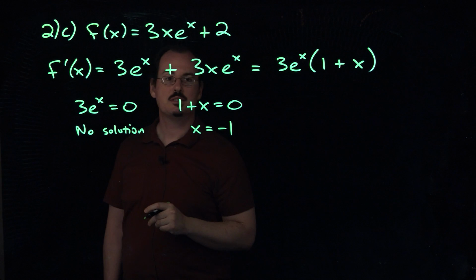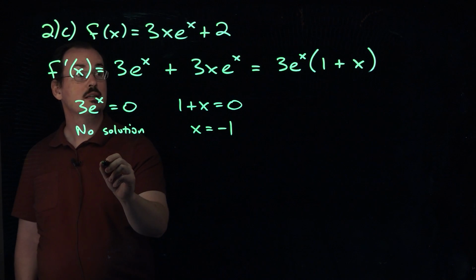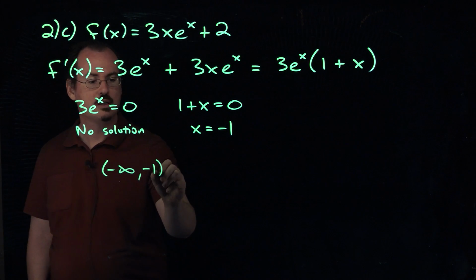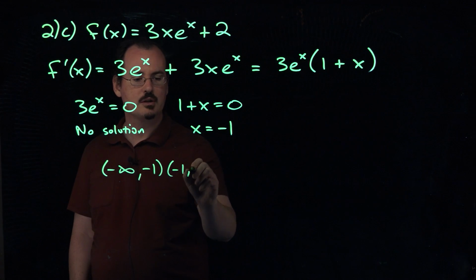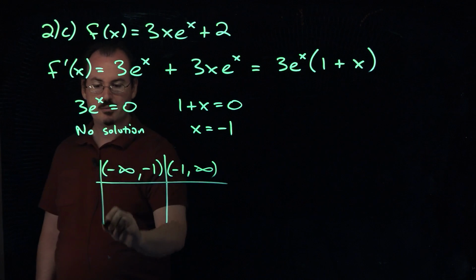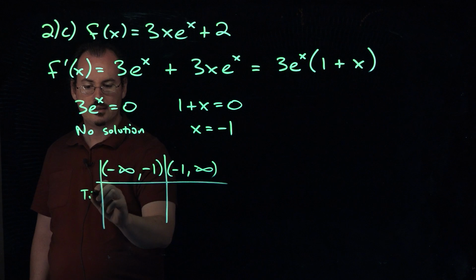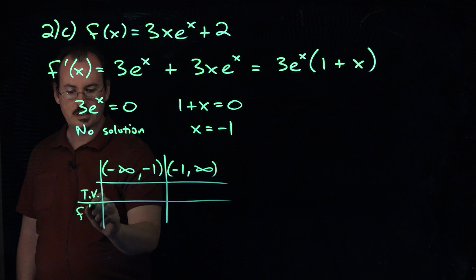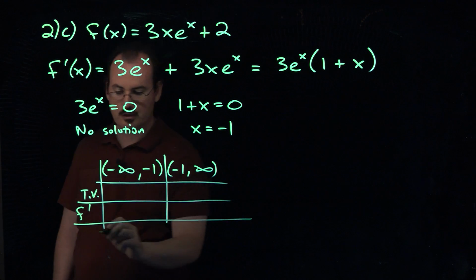Okay, well that makes things nice and easy for us. Our intervals then are just going to be from -infinity up to that one critical number, and then from the one critical number up to infinity. So easy little table to make here. Sign of the derivative is what we want, and then we make our conclusions again from there.